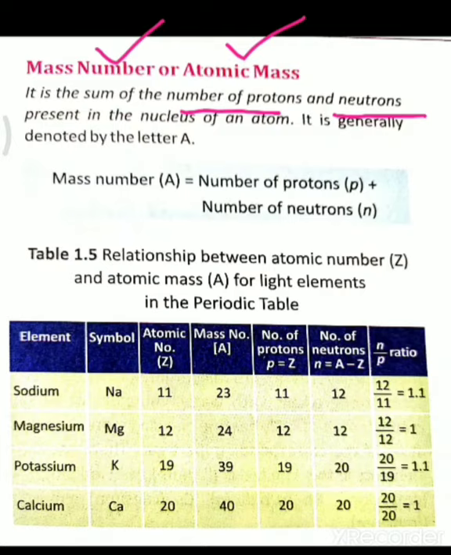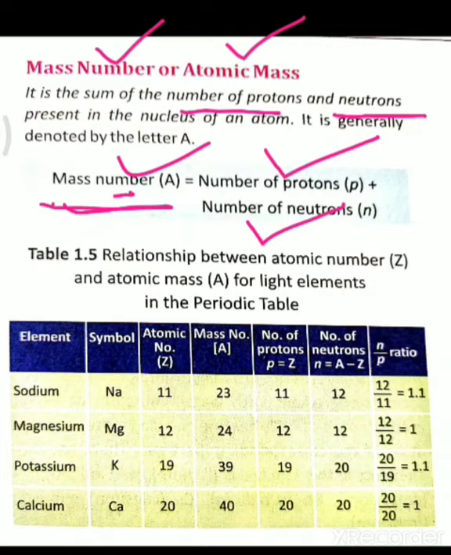So what is mass number? The total number of protons and neutrons present in the nucleus is called the mass number. Mathematically we can write: mass number equals number of protons plus number of neutrons. If we calculate the total number of protons and neutrons, then we can know the mass number. See here in table 1.5, the atomic number and mass number are written.